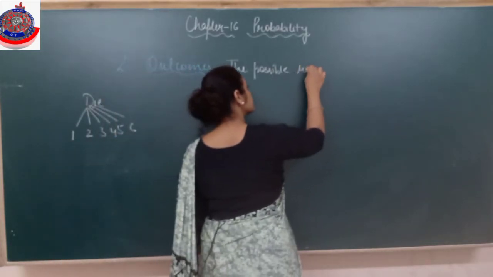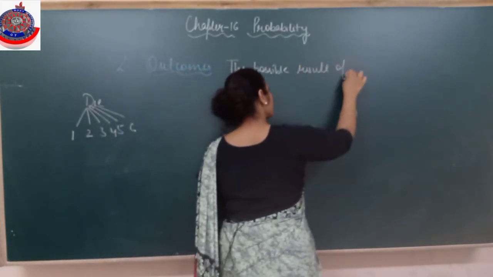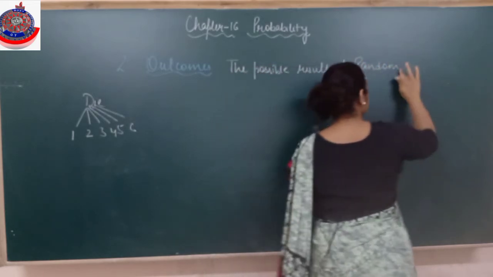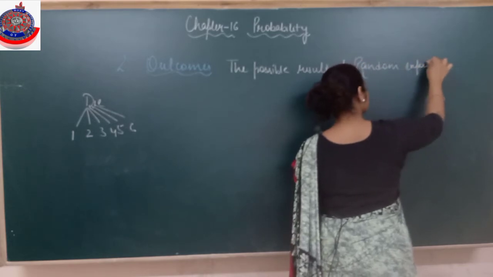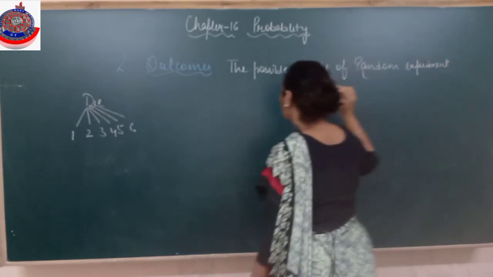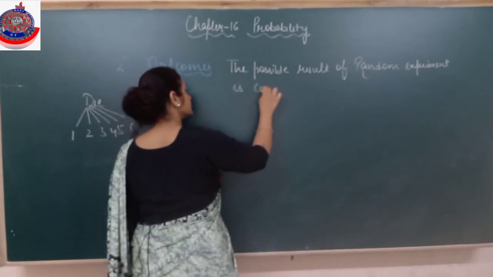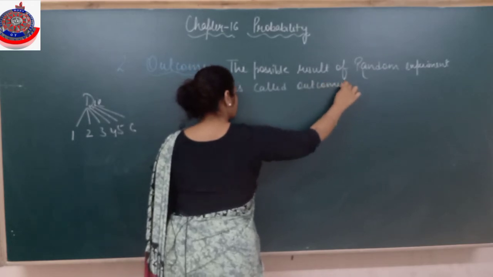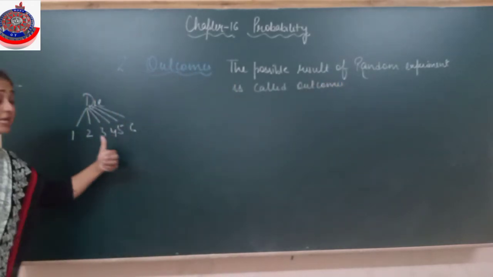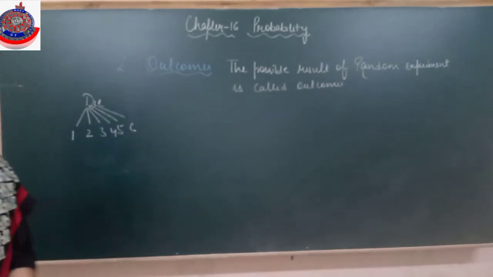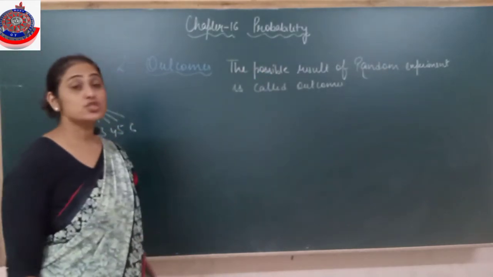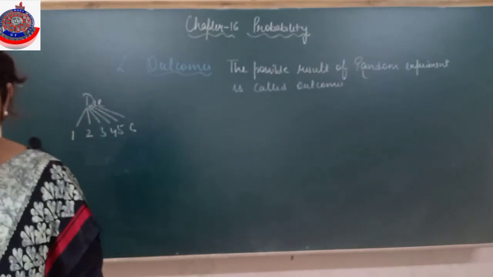The possible result of random experiment is called outcomes. Is it clear? कि क्या क्या आ सकता है? It can be 1, it can be 2, it can be 3, it can be 4. That is called outcomes. The possible results of random experiment is called an outcome. Is it clear? It's called outcomes.